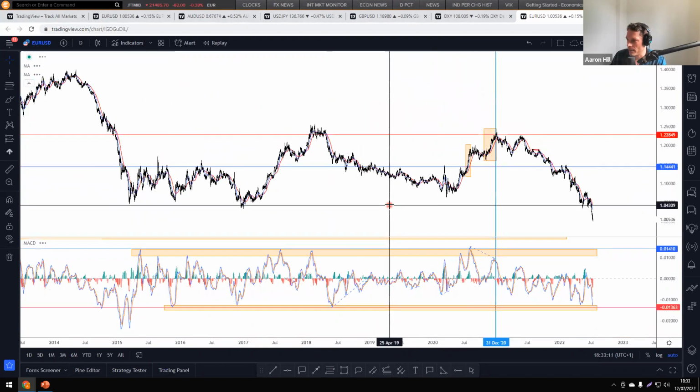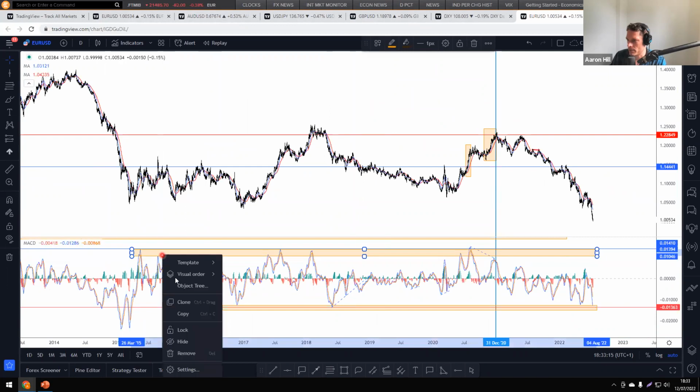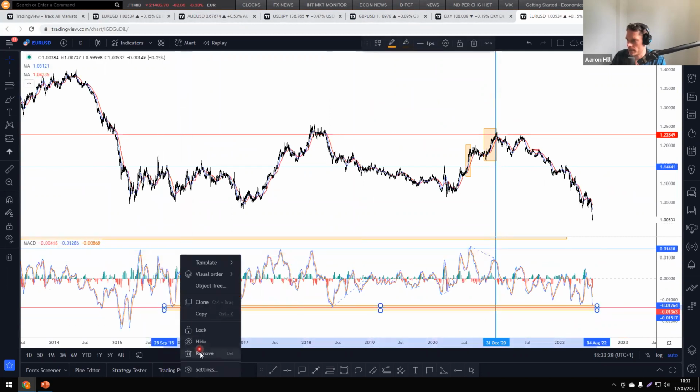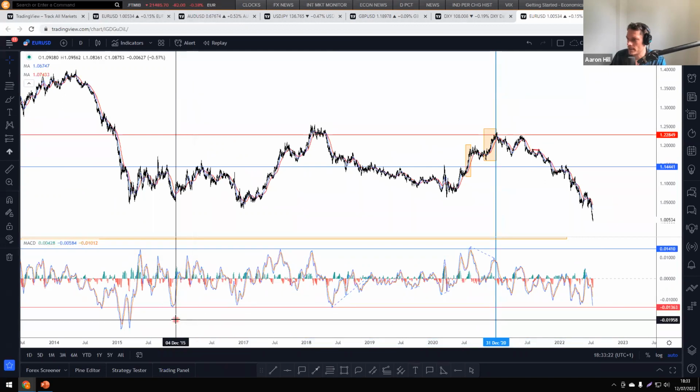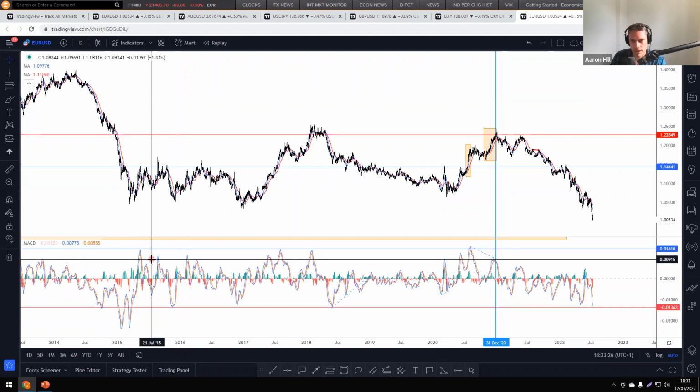Here you can see I've applied a line. Let me just remove this for a minute, and remove this. Here we go. So I've applied what I did earlier, a resistance. So, a traditional resistance line, right?